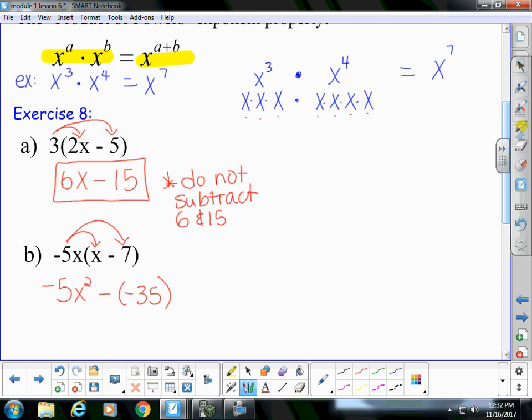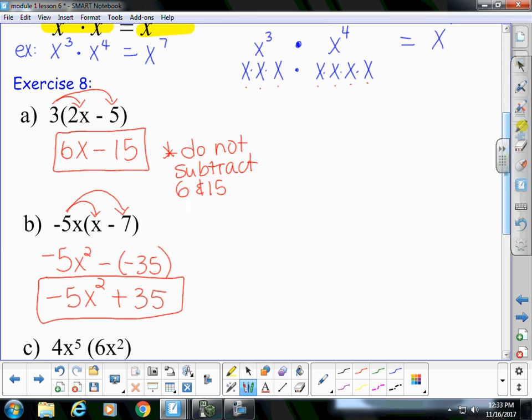Now, when you have minus and negative, that changes to a plus. So it's going to be negative 5x squared plus 35 for my final answer. Anytime you have a minus and negative, you want to change that to a plus. And again, we're not going to add the negative 5 and the 35. Okay, so do not add negative 5 and 35. Again, it's because they're not like terms. One has a variable and one does not.